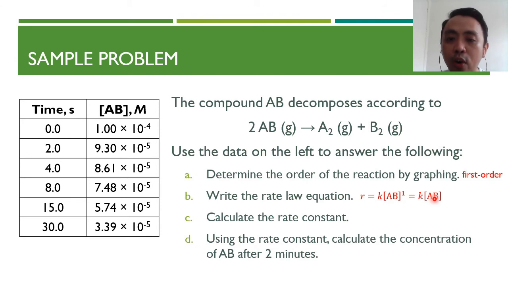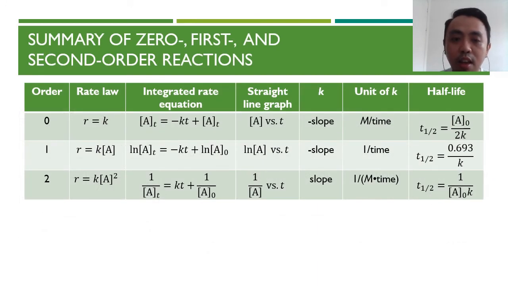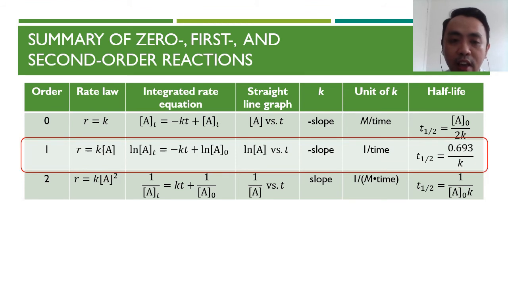Now having the order of the reaction and the rate law equation, we are ready to find the rate constant and the concentration after 2 minutes. In here, we will highlight the first order reactions, since in our example, we have a first order reaction. Notice here that for a first order reaction, our K has the unit of 1 over time. We will use this unit of K to answer letter C.